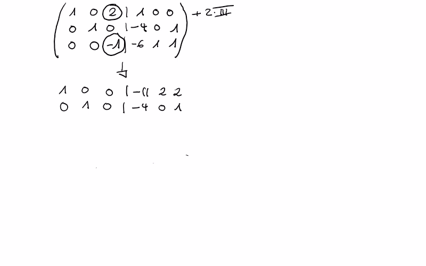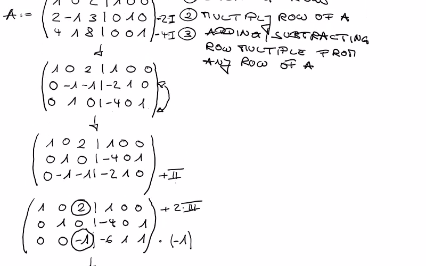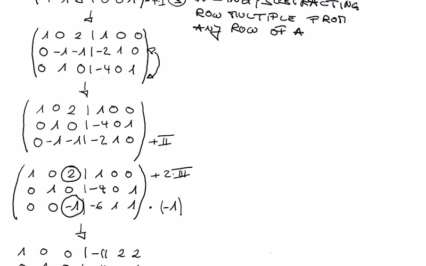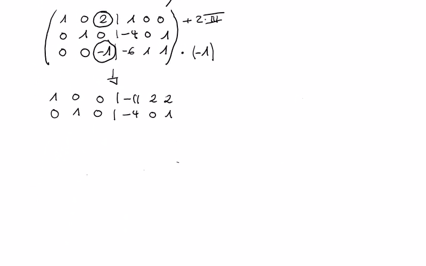We can actually in the same step now get away with this minus 1 by just multiplying this row with minus 1. So recall that this was one of the allowed operations, so multiplying a row of A was allowed. So we do that here. So we get 0, 0, 1, 6, minus 1, minus 1.